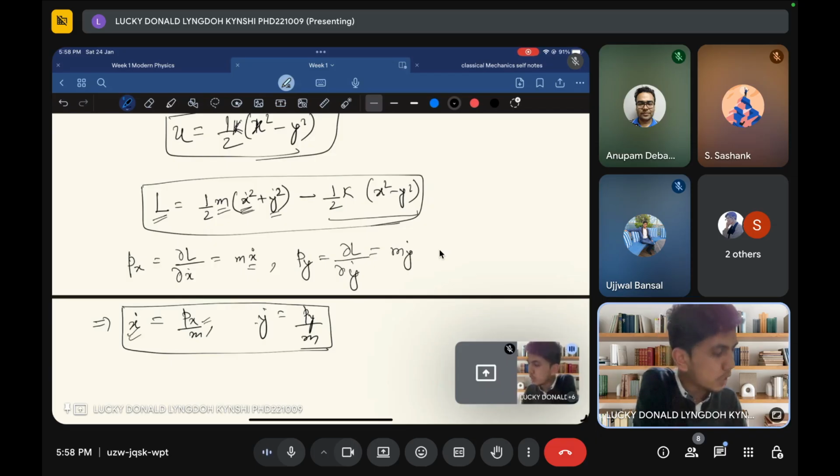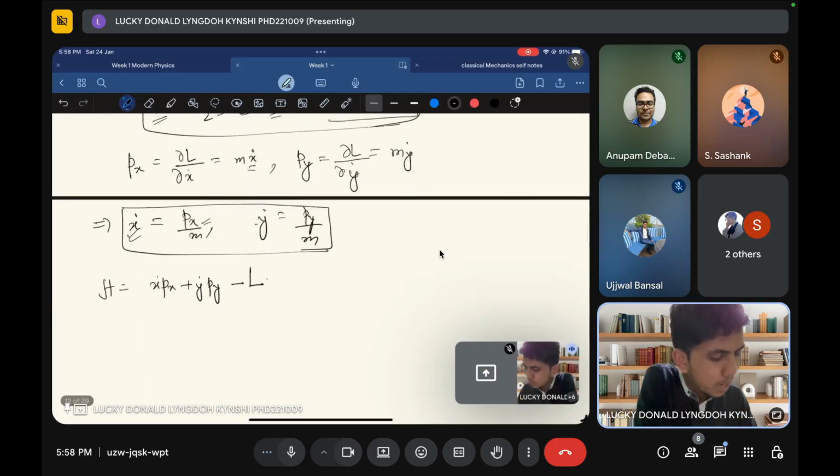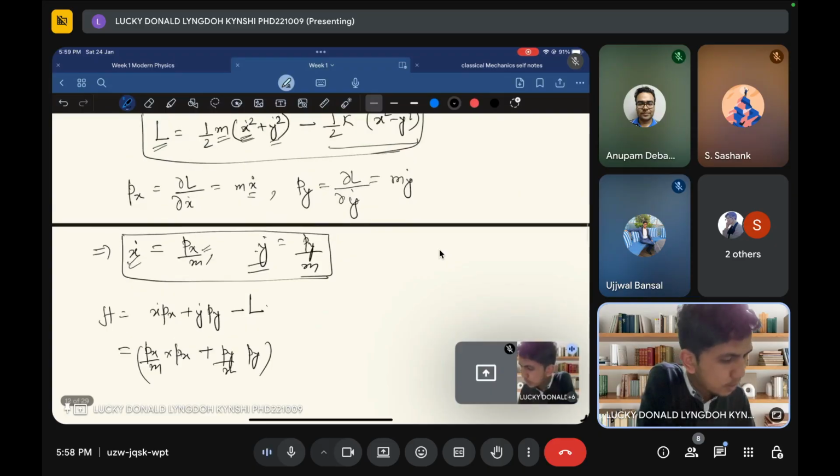Now you need to write the Hamiltonian of the system, using the equation H equal to x dot px plus y dot py, right, minus the Lagrangian. So what will happen is x dot is px by m, into px, plus y dot, now you put in the equation, we get py by m into py, isn't it? Then minus the Lagrangian, which you already got from here.